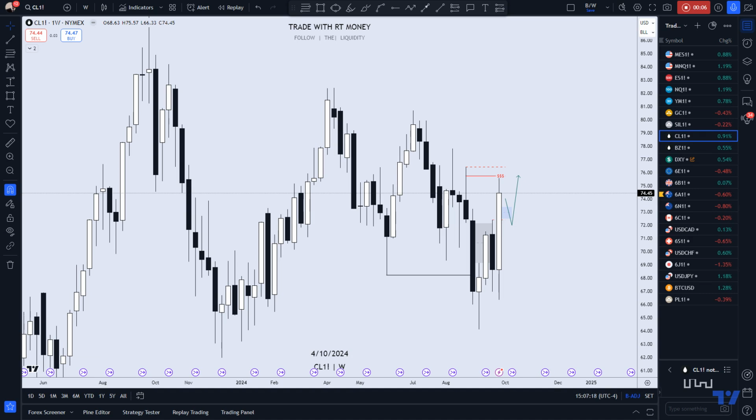We're looking at crude oil, both US and UK. Let's look at the US first. We're looking at the weekly time frame right now. Why? I want to show you.